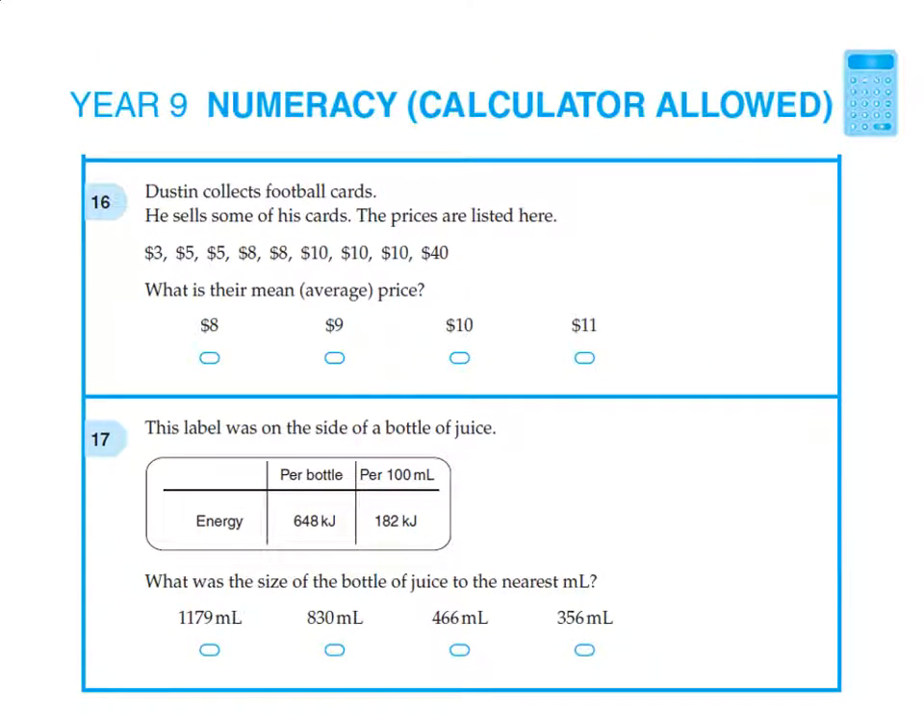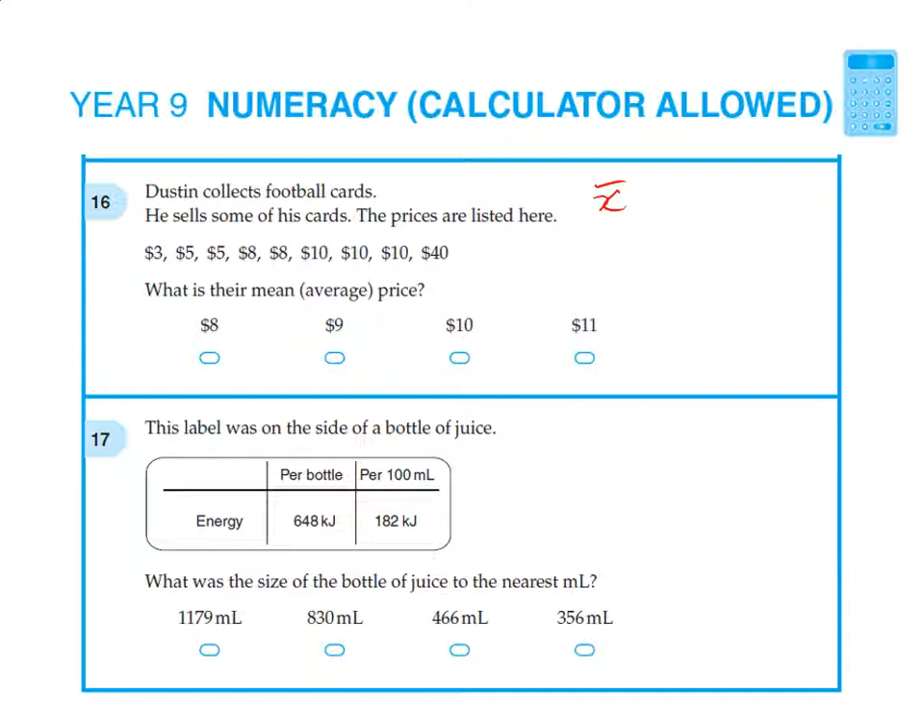Justin collects football cards. He sells some of his cards. The prices are listed here. What is their mean, which is the average price? There are two ways to do it. Because you're allowed to use a calculator, you can use statistics mode, enter these numbers in and look for the average, which is x bar. If you don't know how, you can watch my video on how to use the calculator, and it will help you.